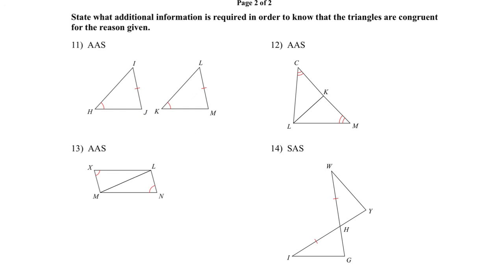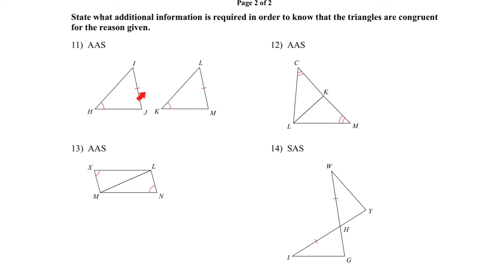The second page is going to be a little bit different because we're going to state what additional information is required in order to know that the triangles are congruent for the given reason. So if we look at number 11, we're trying to figure out what other information is needed, or that we need to mark, to make these two triangles congruent by angle, angle, side. So remember, for angle, angle, side to be true, the side has to be touching one of the angles.